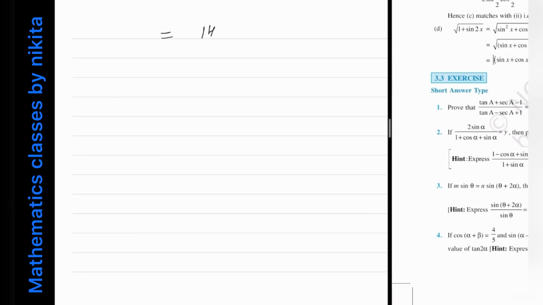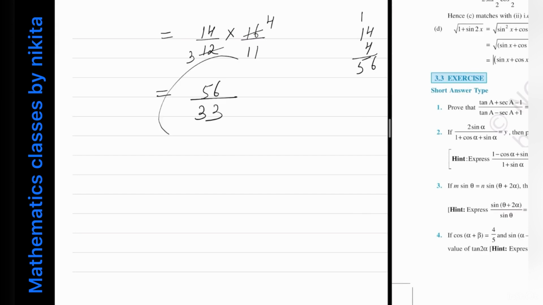14 by 12 into 16 by 11, which is equal to, 4 3s are 12, 4 4s are 16. So 14 4s are 56 in your numerator, and in the denominator you will get 33. So this is the answer. So tan of 2 alpha is equal to 56 by 33.